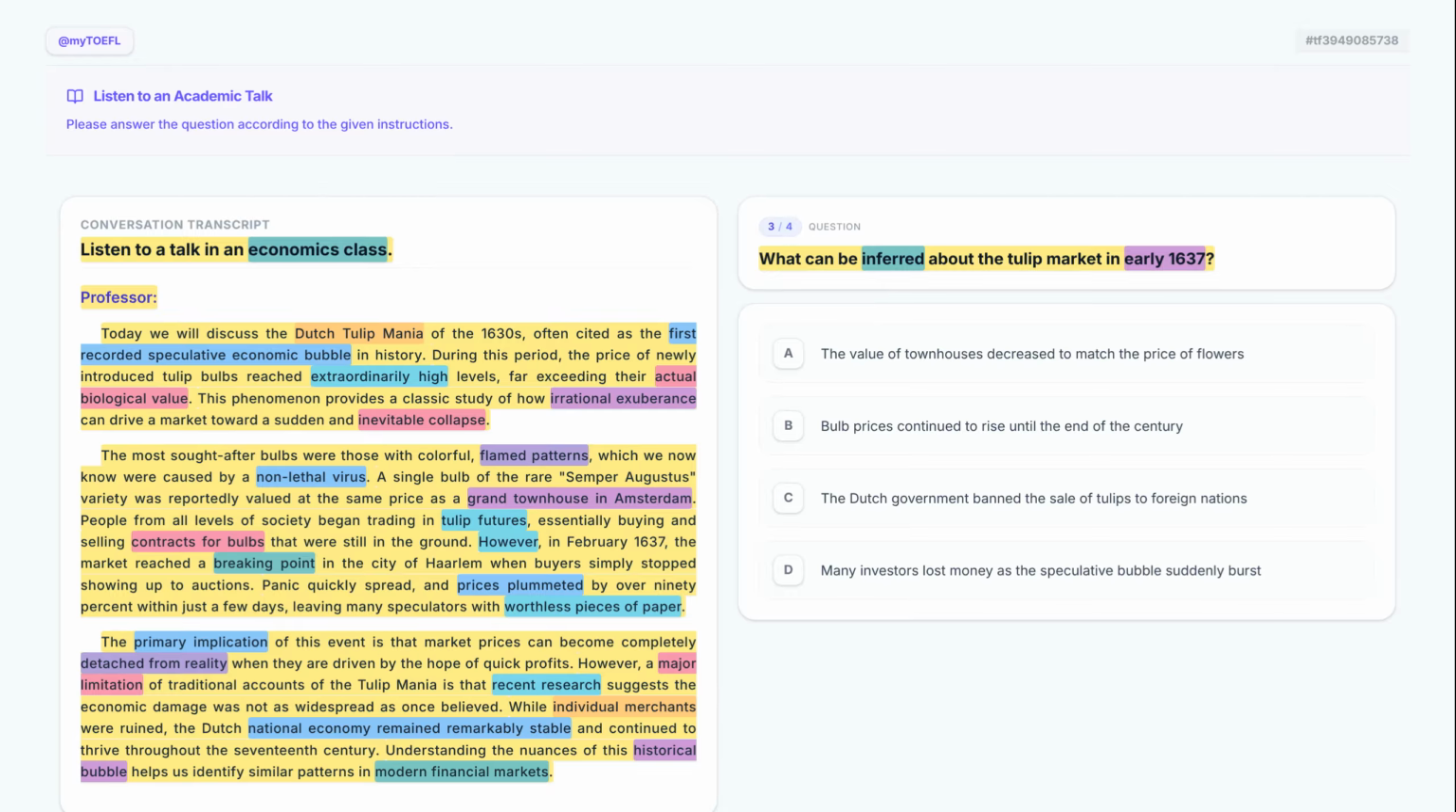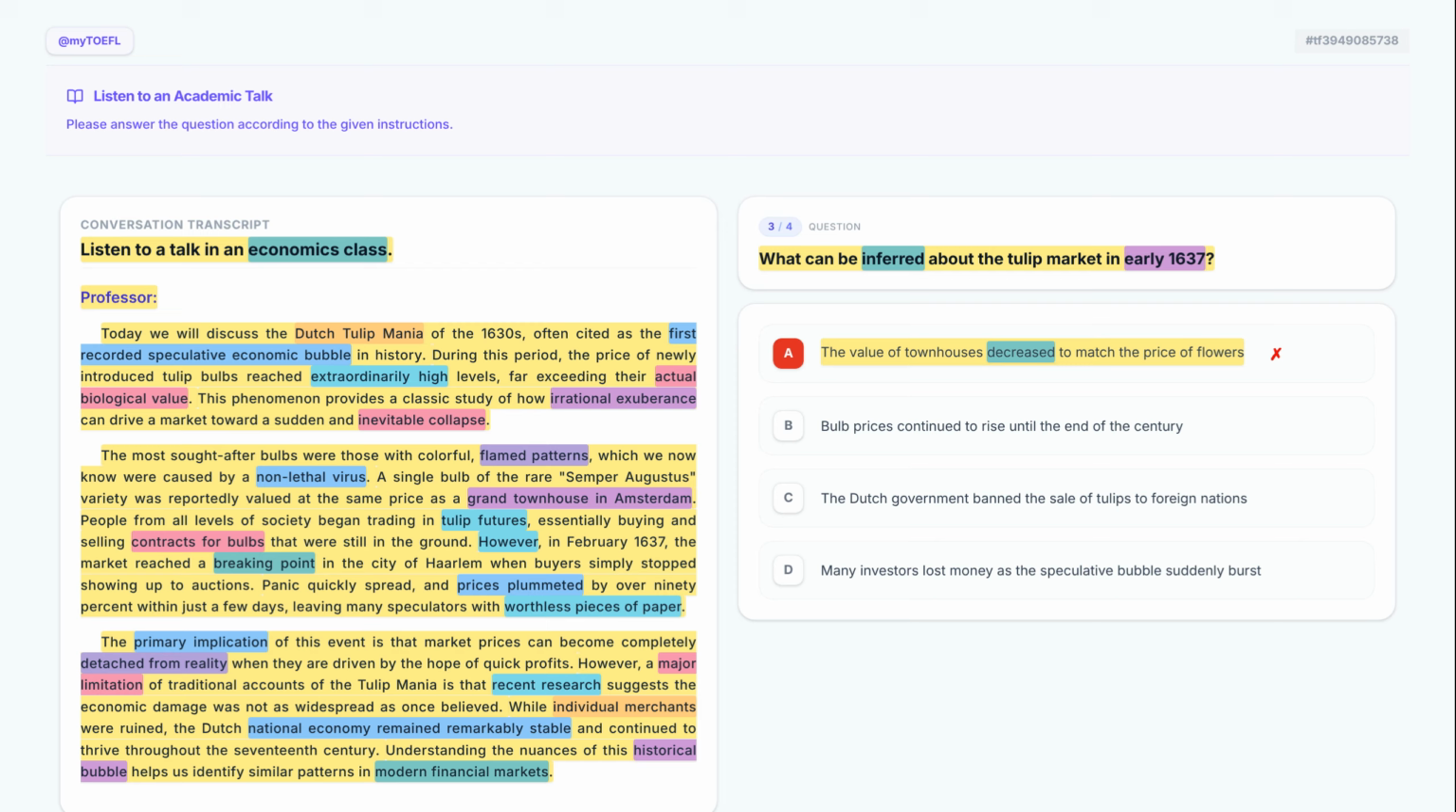Let's analyze option A. The value of townhouses decreased to match the price of flowers. This flips the logic. The professor said a bulb was once worth a townhouse, not that townhouses decreased in value to match flowers.